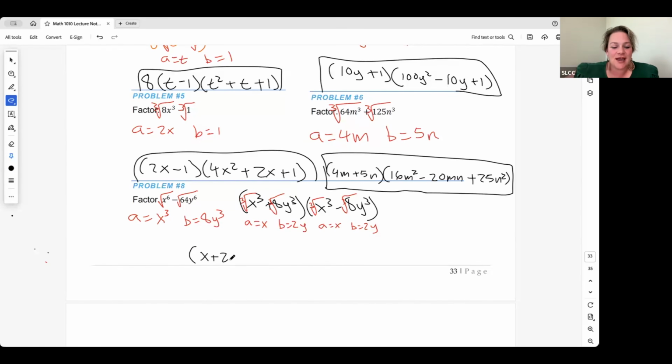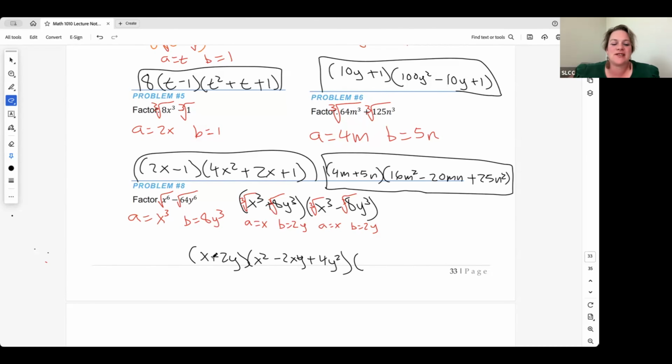So same sign, x plus 2y, and then x squared, opposite sign, minus, and then 2xy, always positive, plus 2y squared. So again, don't forget to square the 2. So 4y squared. Then you have the difference of cubes. Same idea, but the signs change.